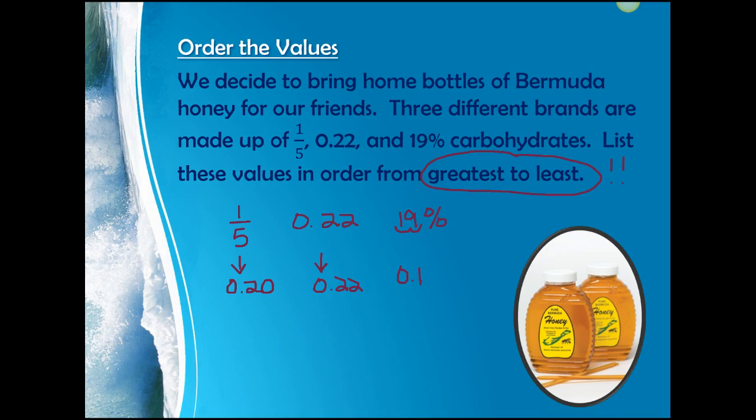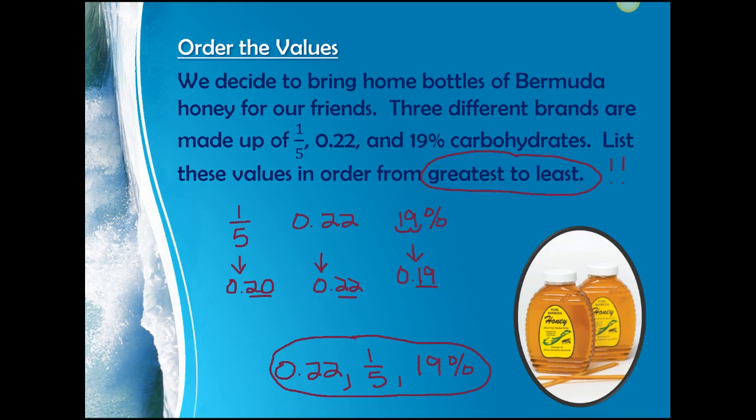Remember, the question asks us to order these from greatest to least. The greatest of these would be 22 hundredths, so that would come first. That would be followed by 20 hundredths, which means that 1/5 is the second largest value. Then finally, the smallest of the three values is 19%. You notice when I do my final answer that I write the numbers in the original form, and that is what you should do too.